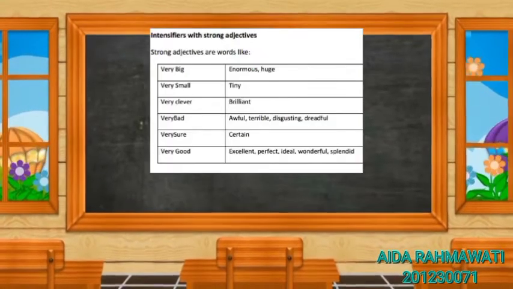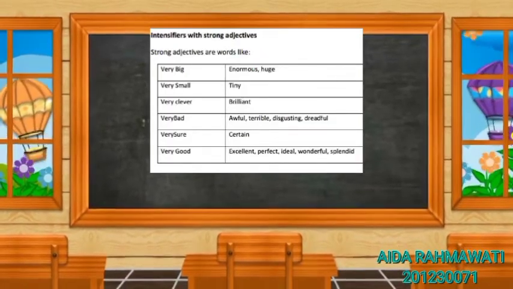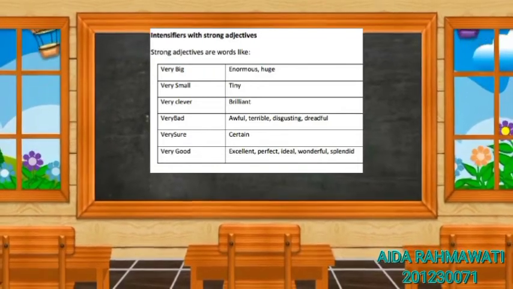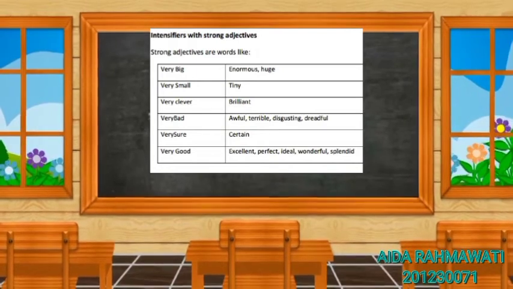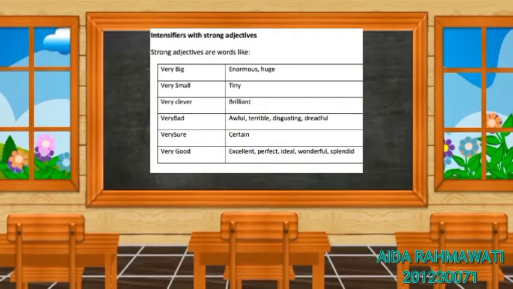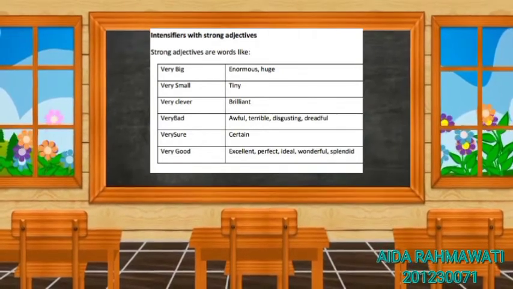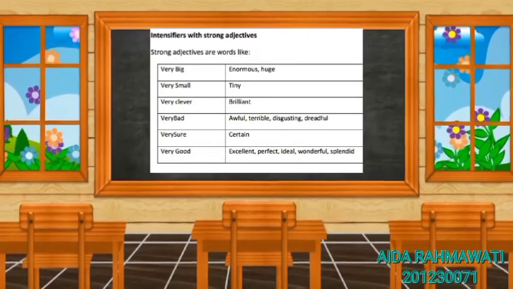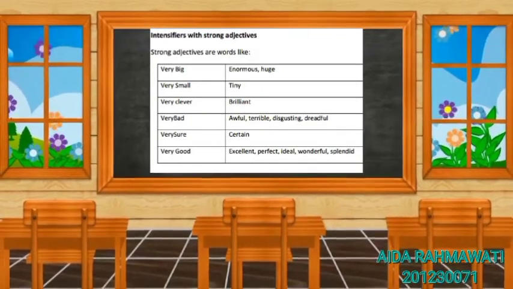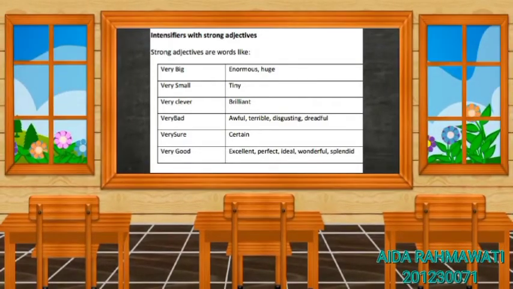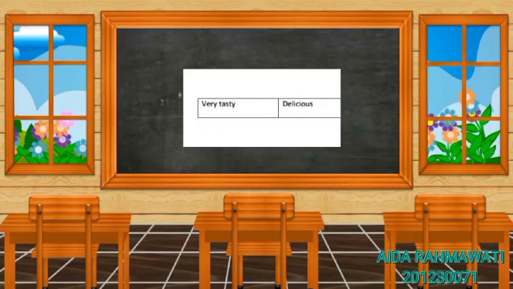Next, intensifiers with strong adjectives. Strong adjectives are words like very big, very small, very clearly, very sure, very good, very tasty. Enormous, huge, brilliant, unfold, terrible, disgusting, dreadful, curly, excellent, perfect, ideal, wonderful, speedily, and delicious.